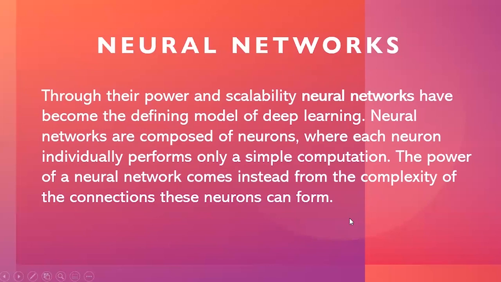So, what is a neural network? A neural network is something which is composed of neurons in very simple words, and each neuron is the brain. It performs simple computation to get an accurate output.